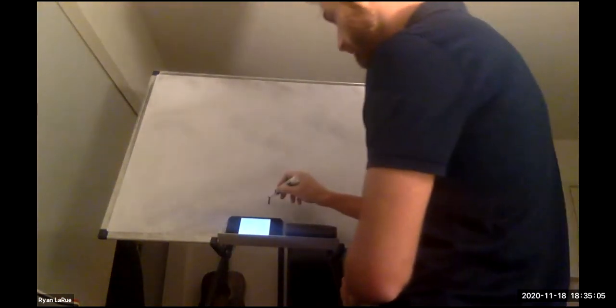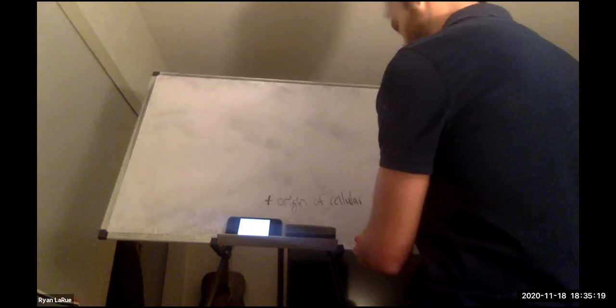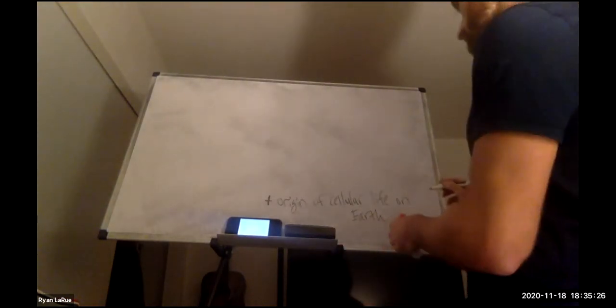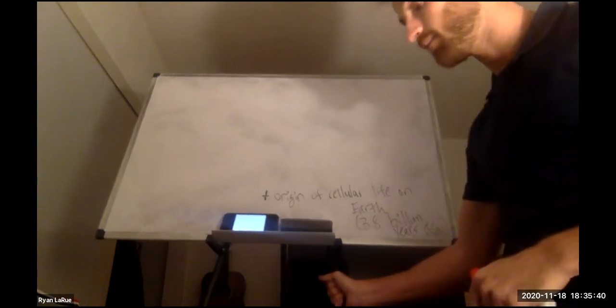Okay, so we're going to do a tree like that, and use that as an example. Start here. The root of the tree is actually the origin of cellular life. It's the first life form. We're going that far back. So origin of cellular life on Earth. The very first cell was approximately 3.8 billion years ago. And most scientists believe it was a bacterial cell.